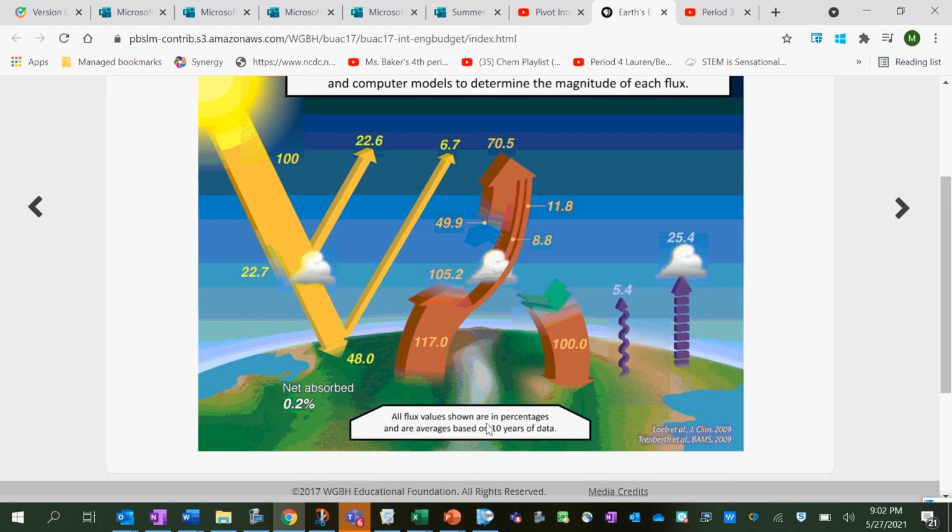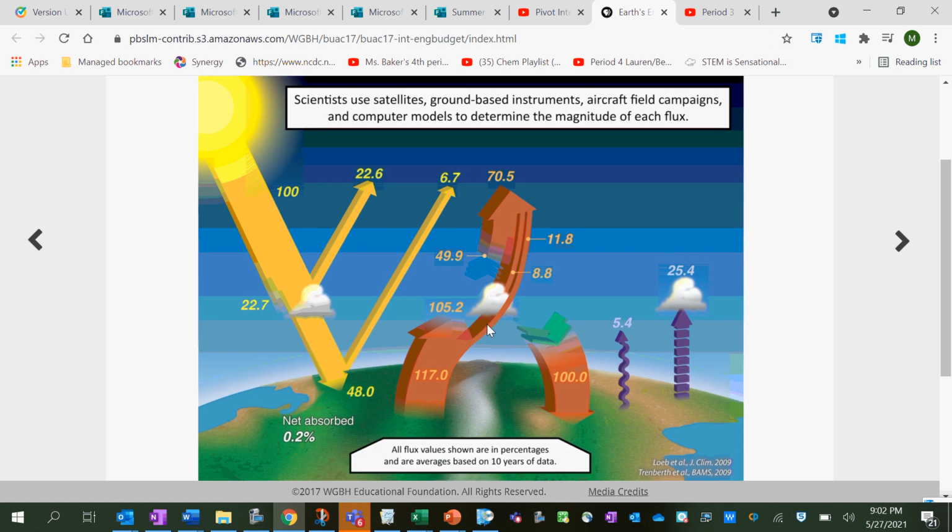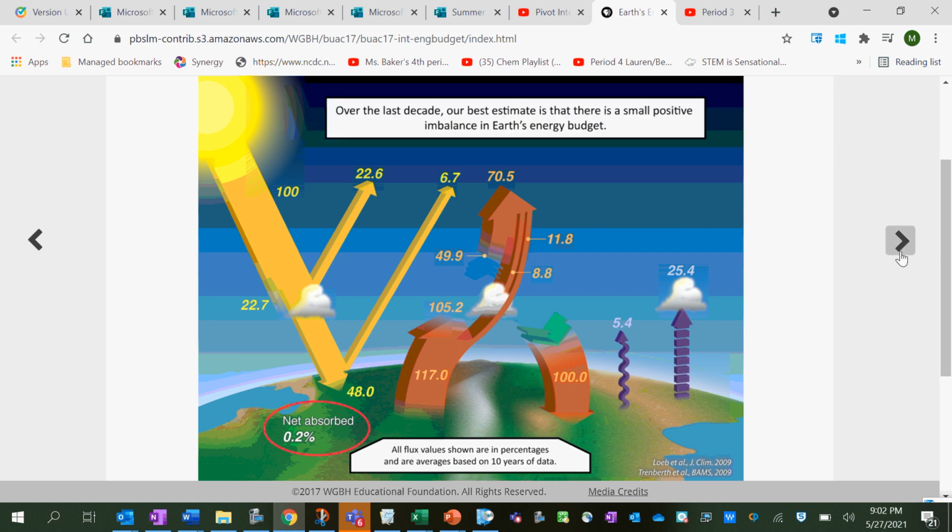And so they put values on this. It says all flux values shown are in percentages and are based on 10 years of data. And this was outdated right here. It's 2009, but it's an amazing set of graphics. Notice this, net absorbed, 0.2%. So in a perfect world, this would be 0%, because the same amount that we're getting would be leaving, but we're absorbing more than we're releasing. So that's called a positive imbalance, even though it's not a positive thing.